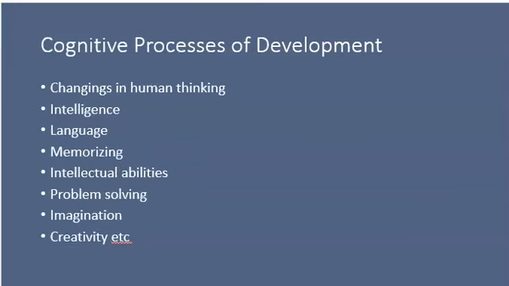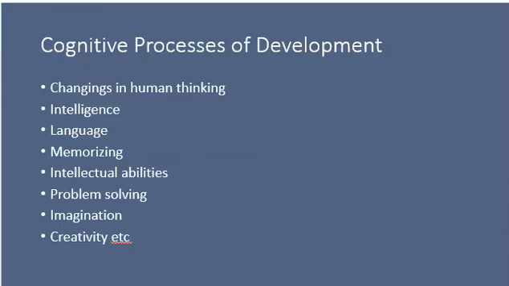Then there are cognitive processes of development. Cognitive processes involve changes in the child's thinking, intelligence, and language. Basically, cognitive developmental processes enable a growing child to memorize a poem, for example, imagine how to solve a math problem, come up with a creative strategy, or speak meaningfully. So these are all cognitive abilities, and these are all processes of cognitive development.